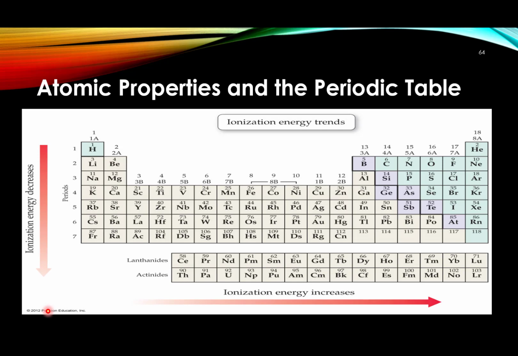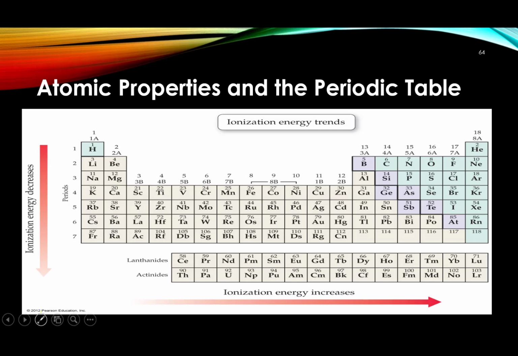It's the metal. But for non-metals, they want to hold on to the electrons. That's why the ionization energy increases as we go to the right. Why? Because non-metals want to hold on to their electrons. By definition, ionization energy is the amount of energy to remove an electron from an atom. Sorry, metals want to get rid of the electrons. Non-metals want to hold on to their electrons.